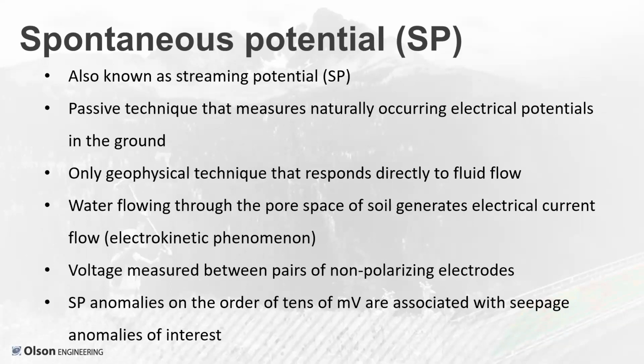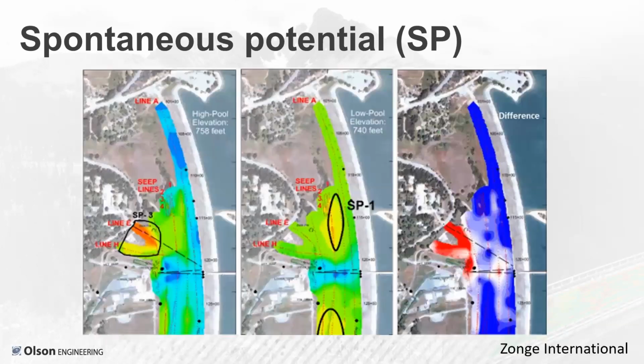And SP anomalies are on the order of tens of millivolts. Those are usually related to seepage. So here's a couple pictures from Zong's website showing a series of SP profiles performed along an embankment dam. And you can see the dotted lines indicate where the measurements were taken, and then the gridded colors indicate SP anomalies.